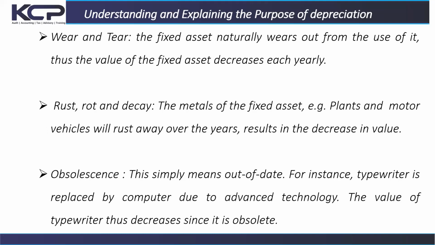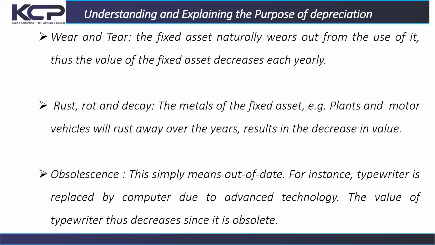So what are the things that could bring about depreciation? We talk about wear and tear, which is primarily because of the passage of time and use of the asset. We talk about rust, rot, and decay of the asset. That is attributable to the asset not being in a good state. That does not necessarily mean that it's not functioning, but it's not as attractive as it used to be.